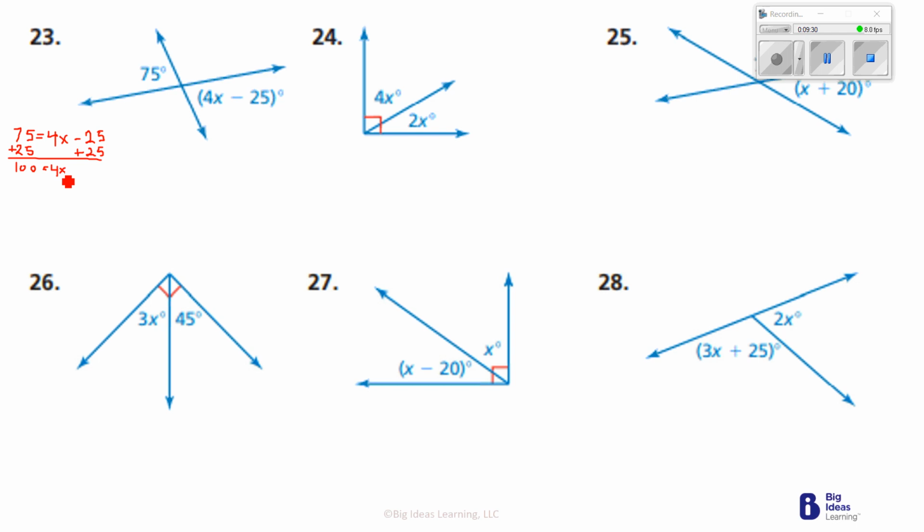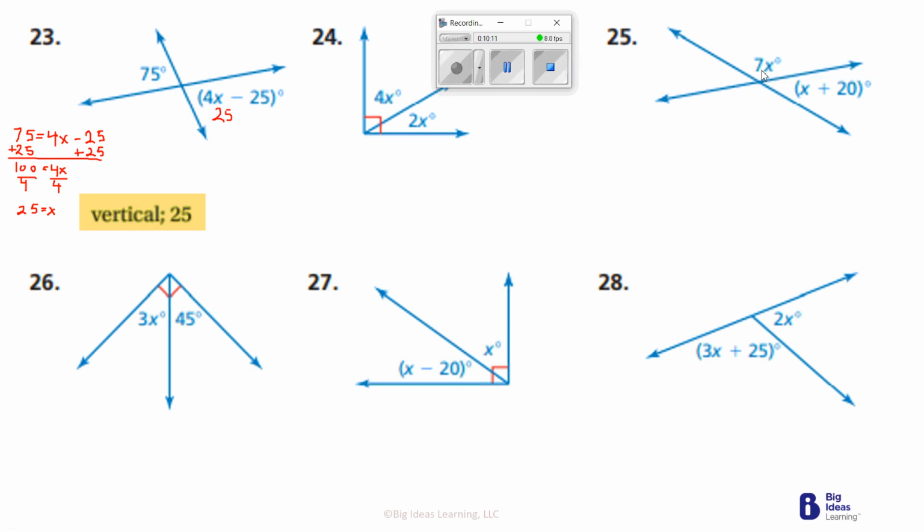That's pretty easy because if 4 is being multiplied to x, the opposite means to divide it by 4. That's going to give me 25 equals x. So I know that x is 25. And that makes sense because 4 times 25 is 100. 100 minus 25 is 75. So yeah, I'm going to go with x is 25. And it is vertical.